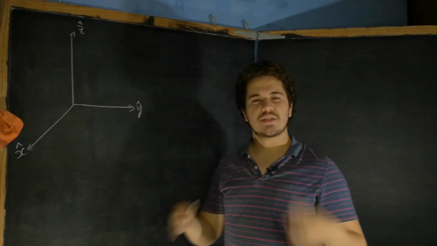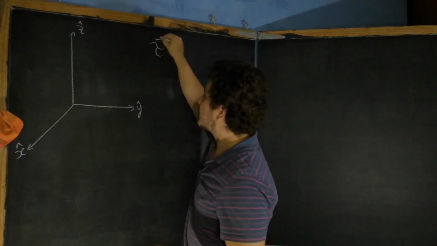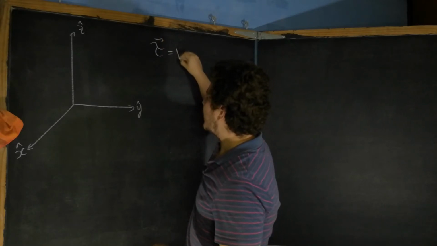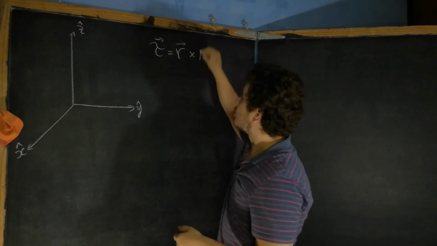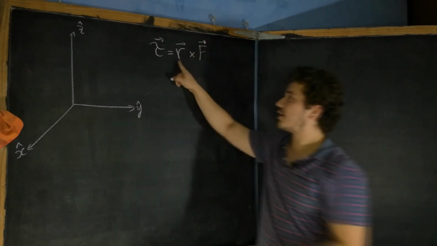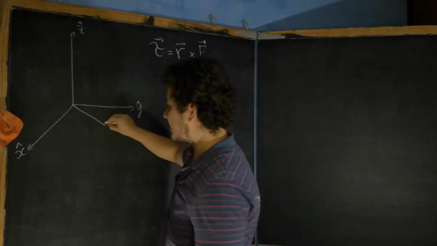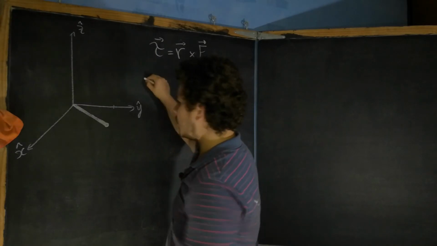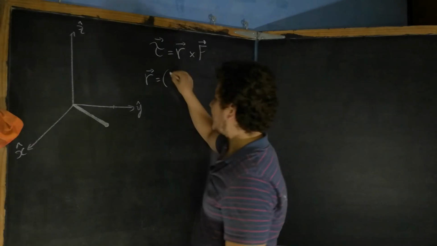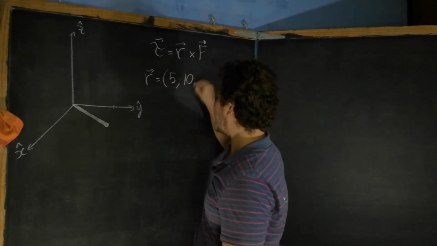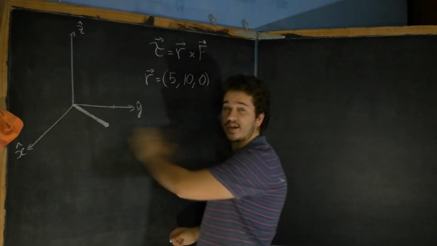I'm going to explain it using a real physical example, and it is torque. Torque is given by the radius at which a force is applied cross the force that is being applied. So r cross f. Let's say we have a radius in our space given the next way. We have that our position where the force is being applied is equal to 5 in x, 10 in y, and 0 in z. This means it's on the horizontal plane.